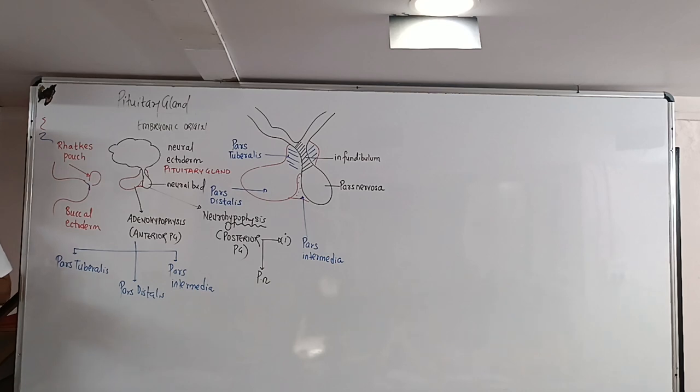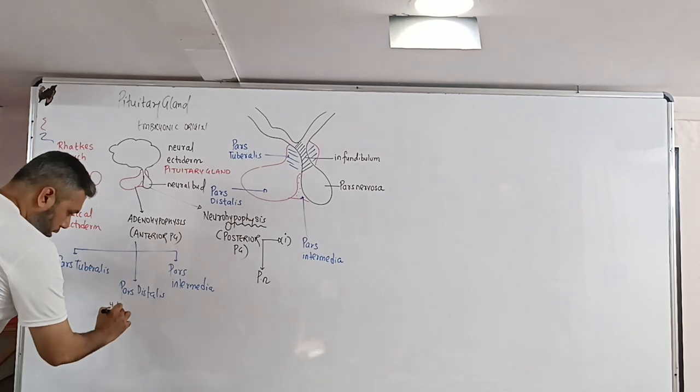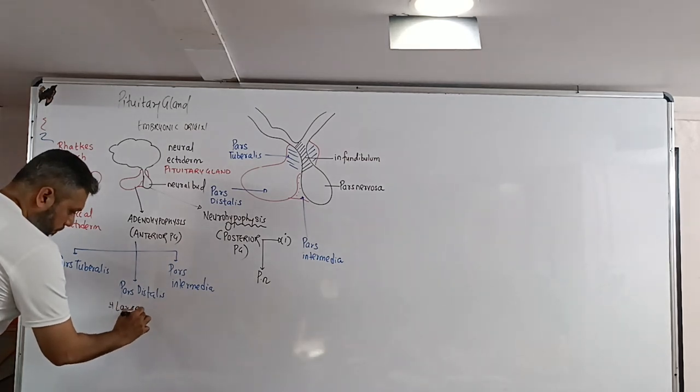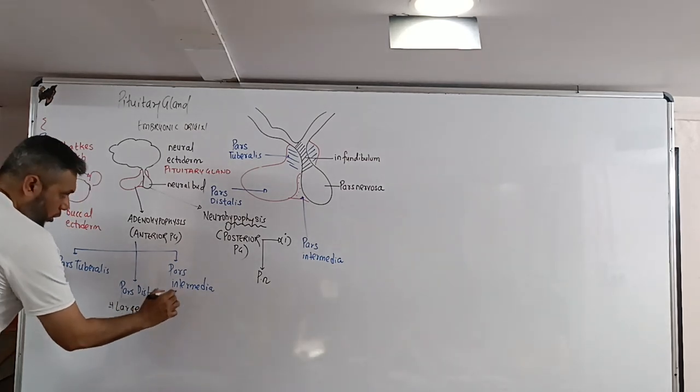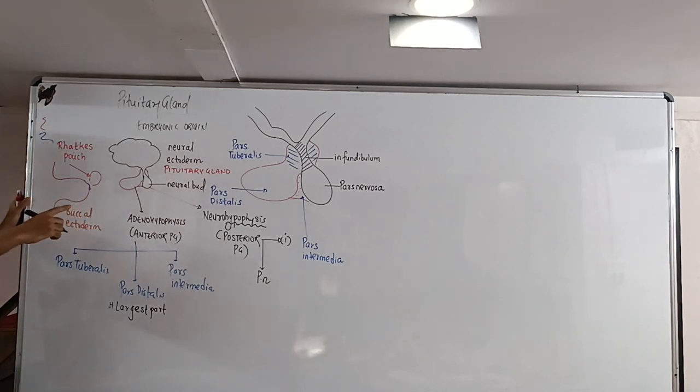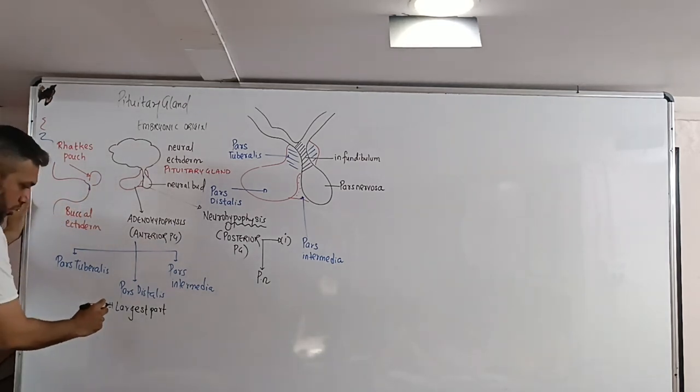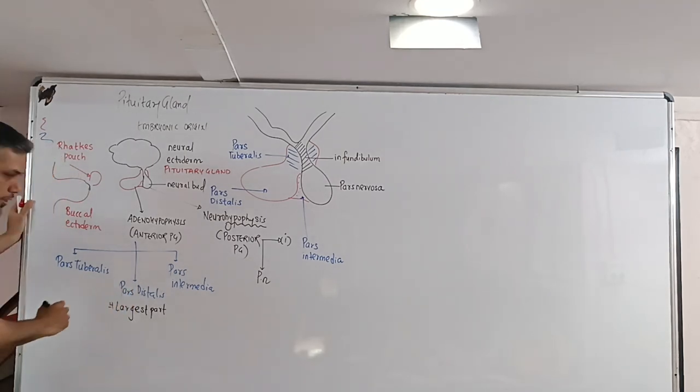Okay? And what did I say? Which is the largest part of the anterior pituitary? Pars. So who is the largest part? Pars distalis is the largest part, not only of the anterior pituitary, but overall the entire pituitary gland. So the largest part is the pars distalis.